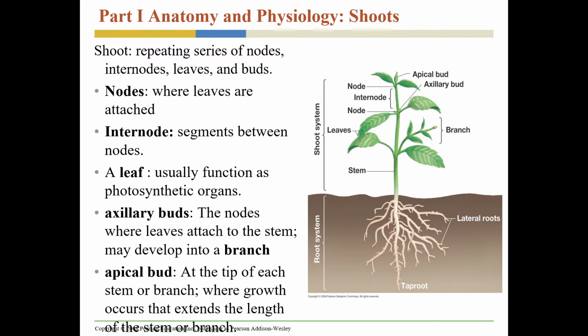Where the leaves are attached is called the node. Of course, your leaf is your photosynthetic organ of the plant. Between those nodes are called internodes. Axillary buds, where the leaves attach to the stem, you may have a branch form from them, where the apical bud is the top, the tip. This is what you have when you lengthen the height of the plant. This is from where that occurs.